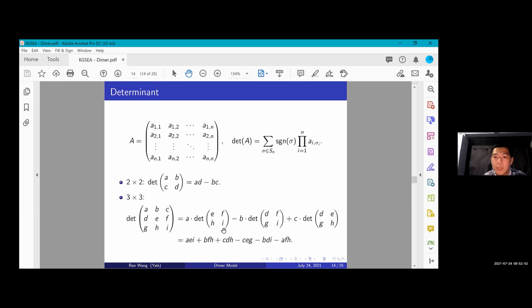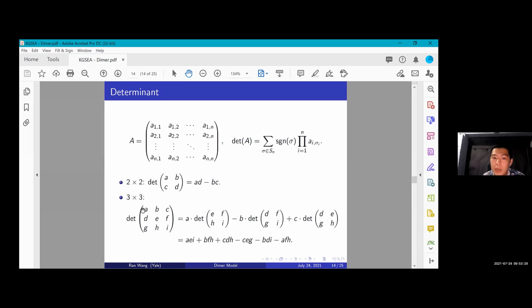And then for the term with B, we delete the first row and the second column where B is. So the remaining part is D, F, G, and I, and this is how we get this matrix. Similarly for C, we delete the first row and the third column to get this smaller matrix. Again, we apply the determinant to these 2 times 2 matrices, and we know how to calculate these. And the final way is this expression.